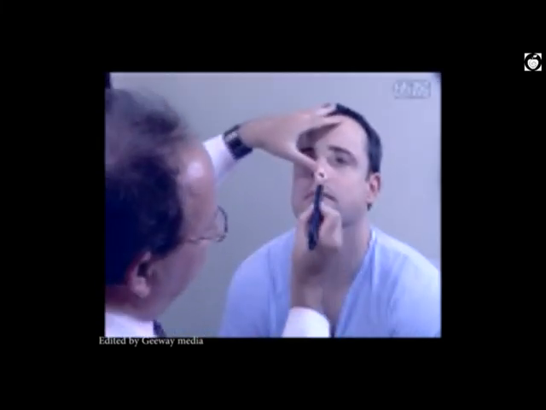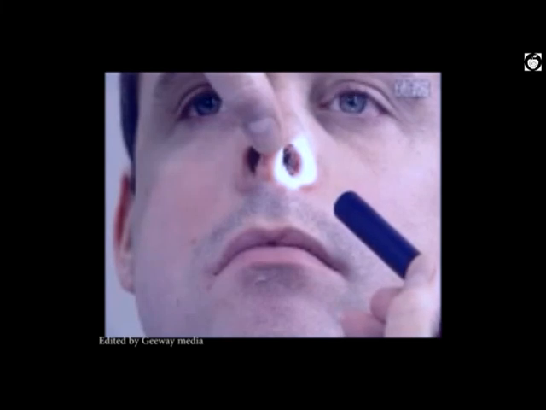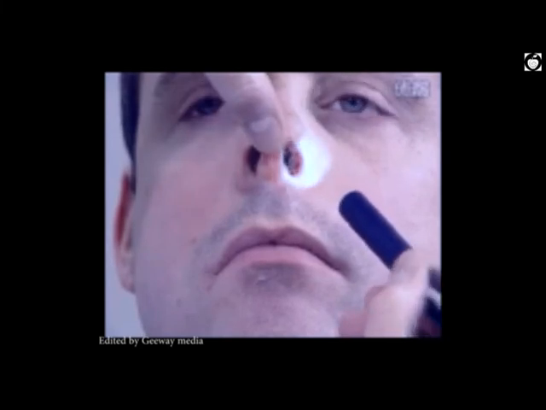Evaluation of the nose is done by having the person extend the neck and using a light source and elevating the tip of the nose, looking in the nares to see the position of the septum and if there's any discharge or separation of the septum.